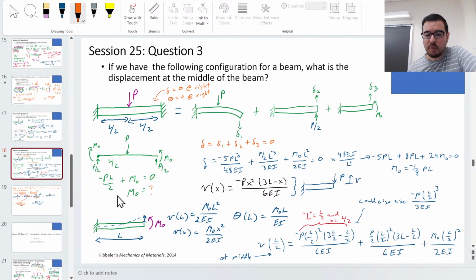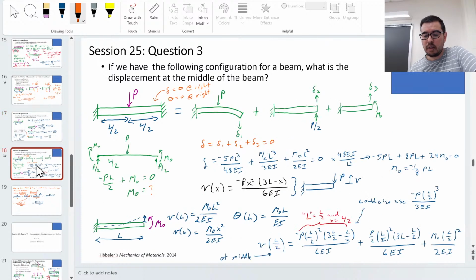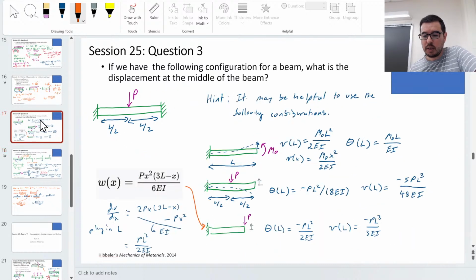We actually need one more piece of information, which is over here. We need to know what is the displacement along the beam as a function of X given an M naught. In this case, we're going to use the equation we want: v of x equals M naught x squared over 2EI.